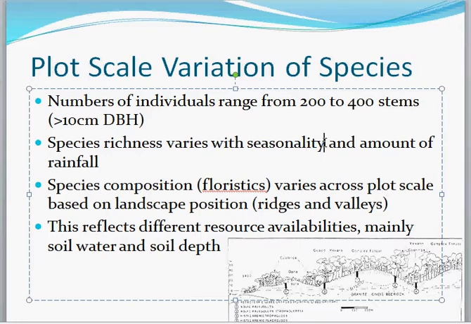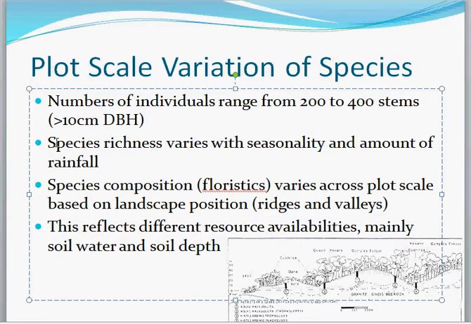Okay, so species richness tends to vary with seasonality and amount of rainfall. Okay, and we will talk about some of the processes later on about why this is. It's probably due to stability of the environment allowing specialization of species in particular niches and so on, and other reasons that we'll talk about in other lectures. Alright, so species composition varies across the plot scale.